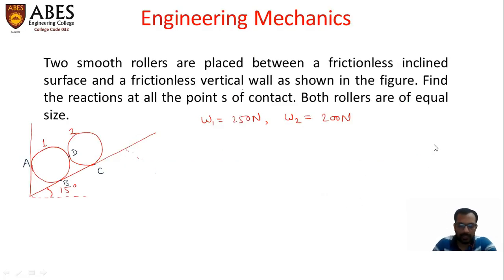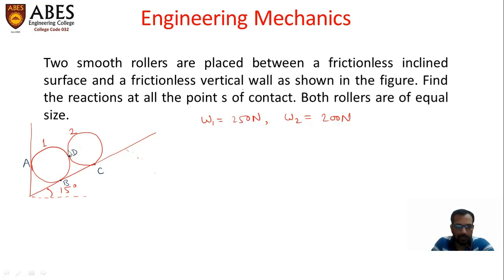Okay, students, this is the problem which we are going to discuss here. Two smooth rollers are placed between a frictionless inclined surface and a frictionless vertical wall as shown in the figure. Find the reactions at all the points of contact. Both rollers are of equal size. The weights of these two rollers have been given here. W1 is 250 newtons and W2 is 200 newtons.